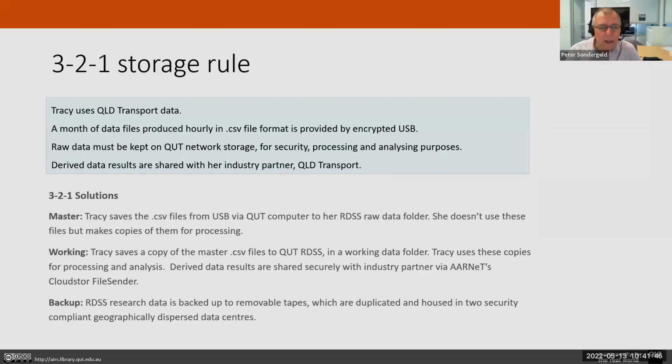The other advantage is, coming back to that 3-2-1 rule, RDSS research data is backed up to removable tapes which are duplicated and housed in 2 security compliant, geographically dispersed data centers. So that complies with that 3-2-1 rule. In this case, the IT staff are actually creating that off-site storage option for you.